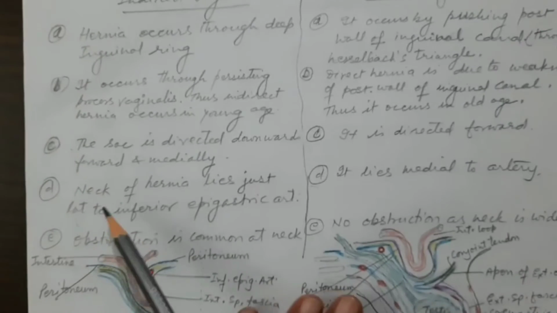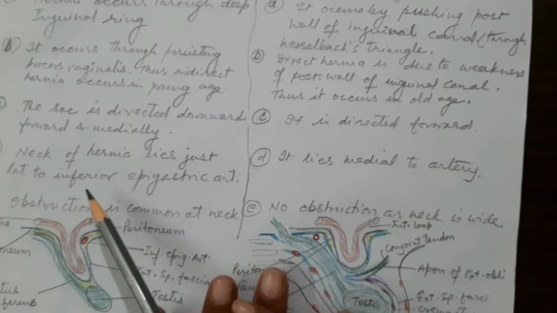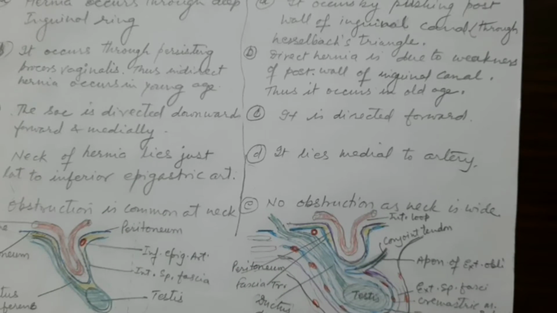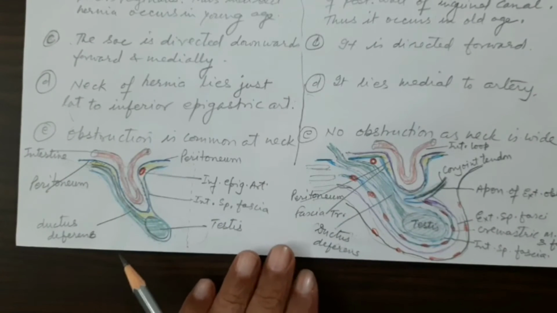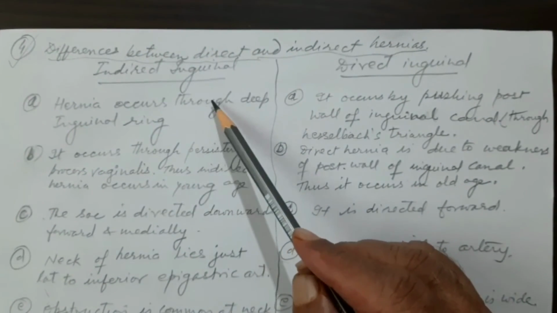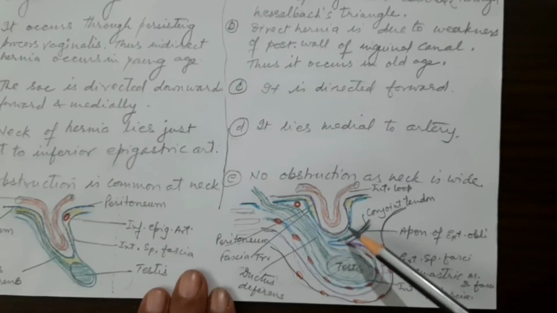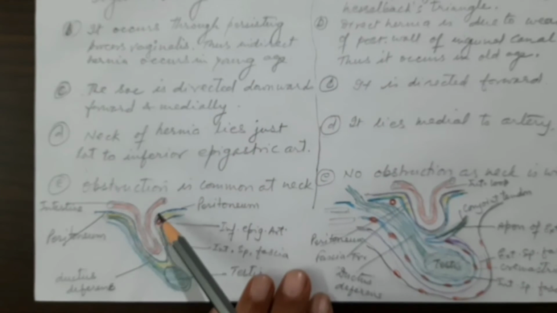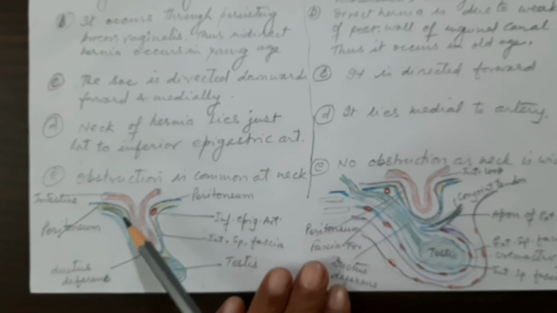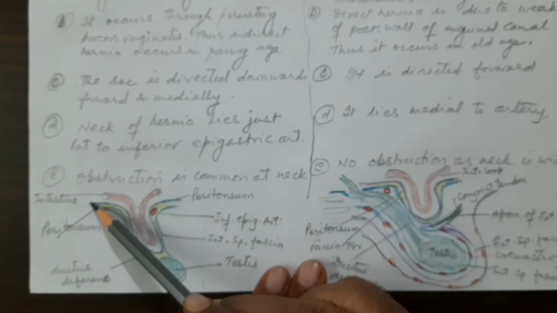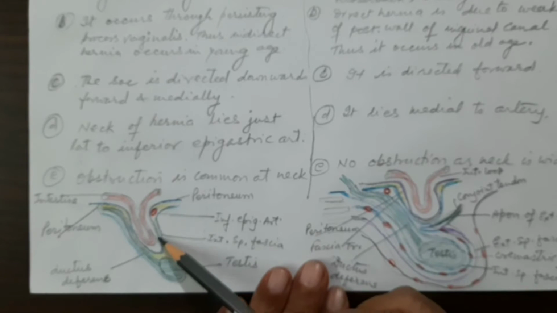Now the fourth difference between direct and indirect is that the neck of the hernia lies just lateral to the inferior epigastric artery. Let us see this diagram, okay? In this diagram, we see that this is an indirect inguinal hernia as we have seen here, and this is the diagram for the direct inguinal hernia. I will just simplify it, okay? Now, let us see the orientation of this diagram.